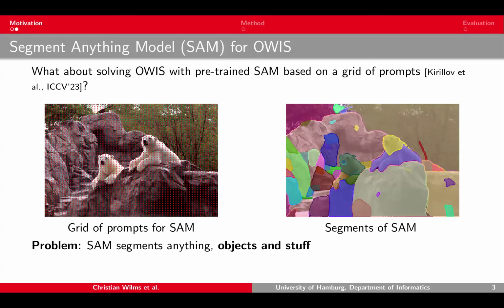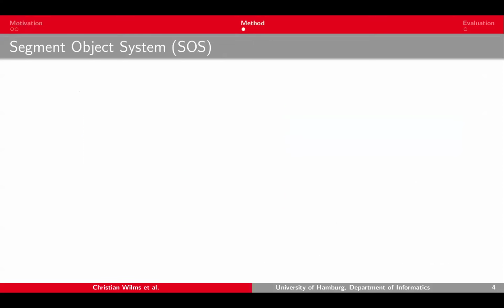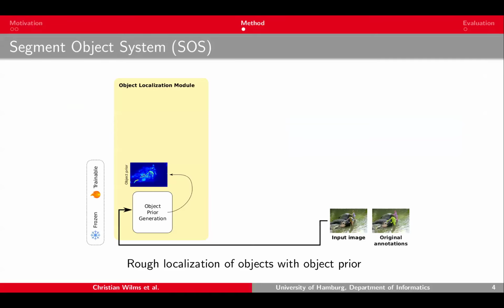Our idea is now to focus SAM on objects by providing object-focused prompts and then utilize the resulting segments as pseudo annotations, additional pseudo annotations for the training data set. So let me introduce you to our segment object system, which starts from the input image. And first, we generate a so-called object prior to roughly localize the objects in the image.